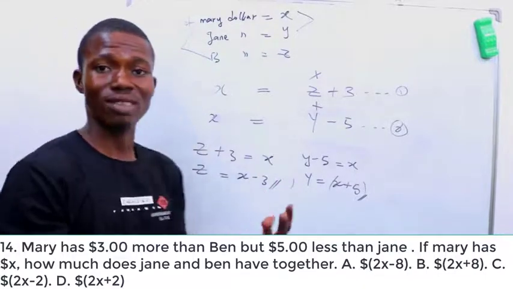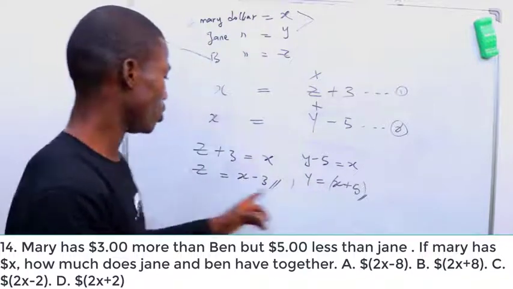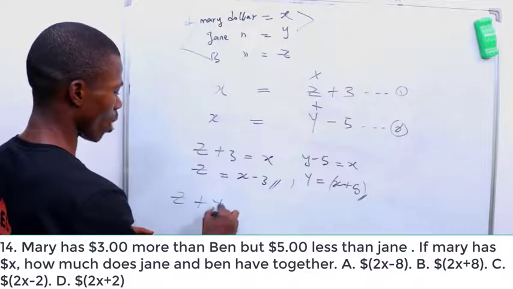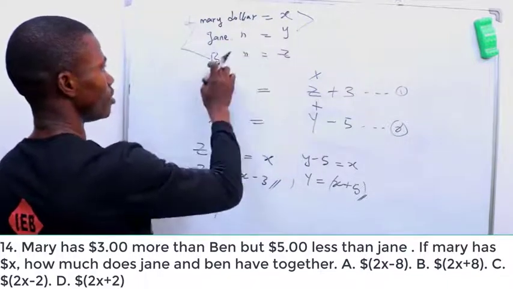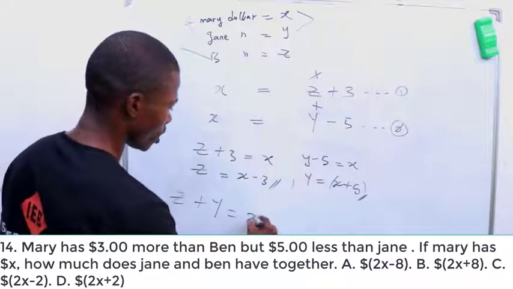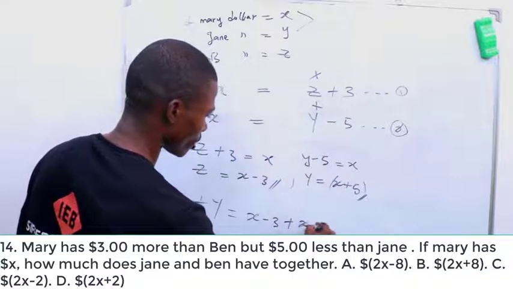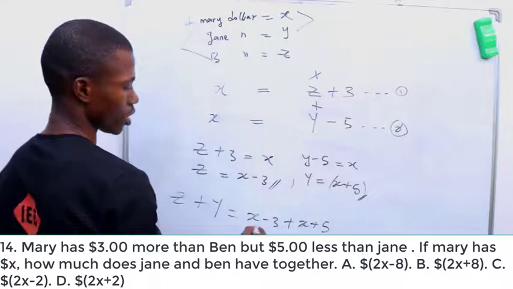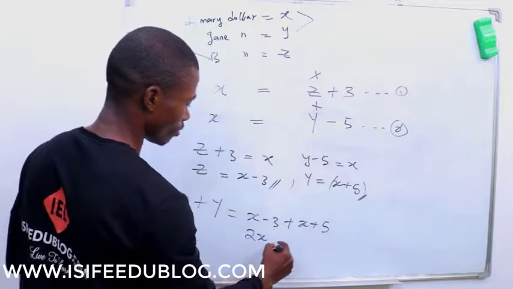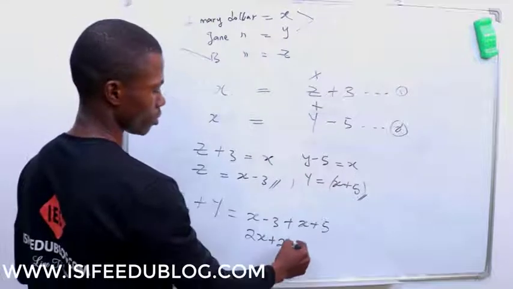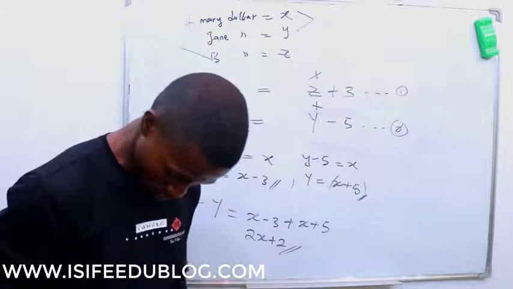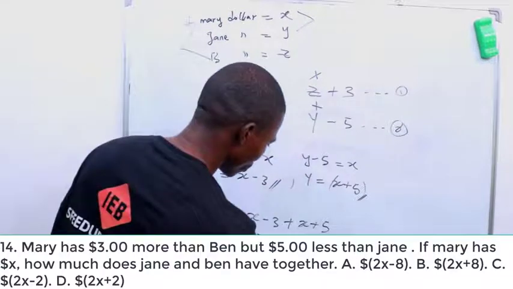They want us to add these two. So the amount the two of them have together is Z plus Y. Z is Ben, Y is Jane. Z plus Y is equal to X minus 3 plus X plus 5. Collecting like terms, X plus X gives us 2X, and minus 3 plus 5 gives us plus 2. This is the amount both of them have together. So let's go to our options. This is option D.